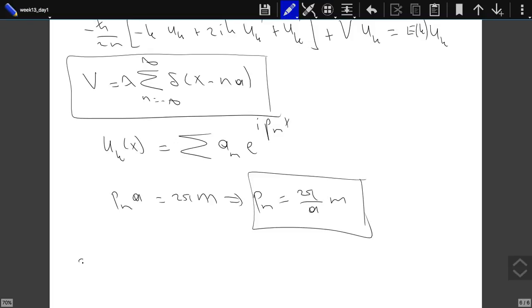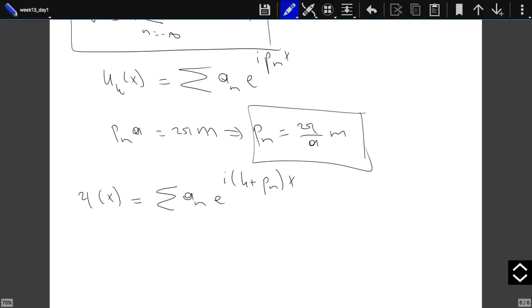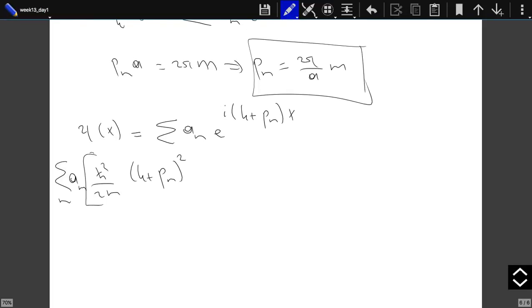And in fact, psi of x is the sum over m of a_m e to the power i (k plus p_m) x. It will be easier to write the Schrödinger equation in this notation rather than just separating it. Because in this form, we have h bar squared over 2m, (k plus p_m) squared, a_m, sum over m. Now what is V?